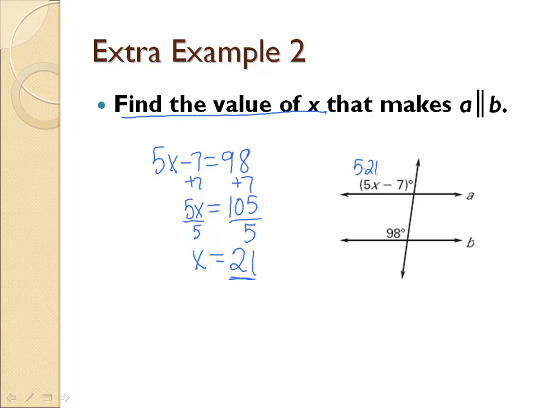5 times 21 minus 7. Well, that's 105 minus 7, which is indeed 98. So these angles come out the same. We know the lines are parallel.